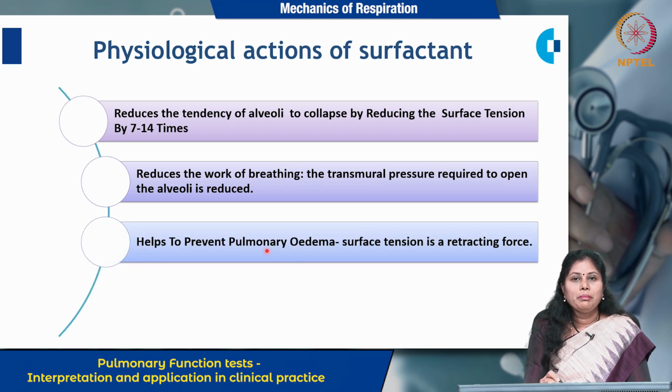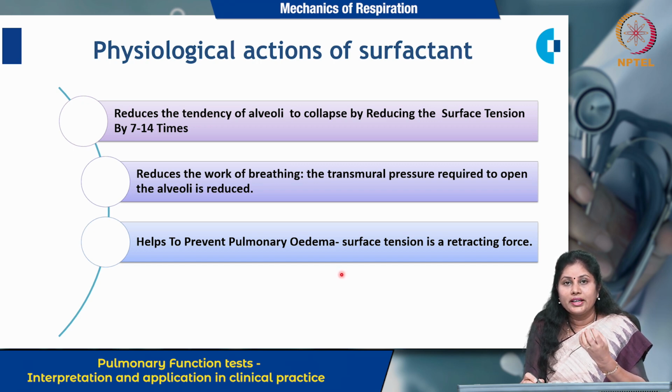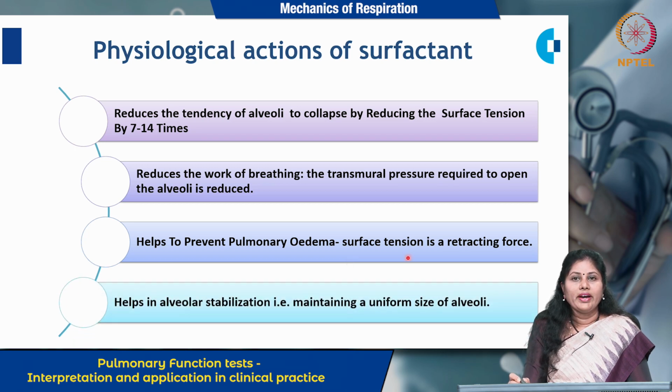Surfactant helps to prevent pulmonary edema. This is very important because surface tension is an inward drawing force. It is a retracting force which can draw fluid with a pressure of around 20 millimeters of mercury. With this force, some of the fluid present in the interstitium can enter into the alveoli, resulting in pulmonary edema. That is prevented with the help of the surfactant. Finally, because it stabilizes the alveolar size and makes it uniform, gaseous exchange also happens effectively. These are the functions of the surfactant in our lungs.